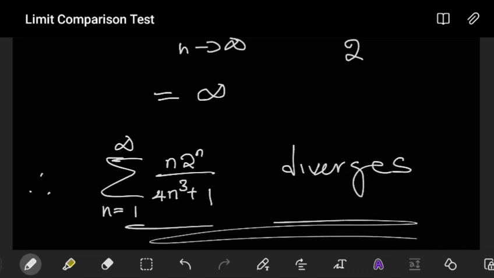Okay, so this is how we use the limit comparison. Now guys, next up, we'll look at the ratio test. See you guys in the next tutorial.